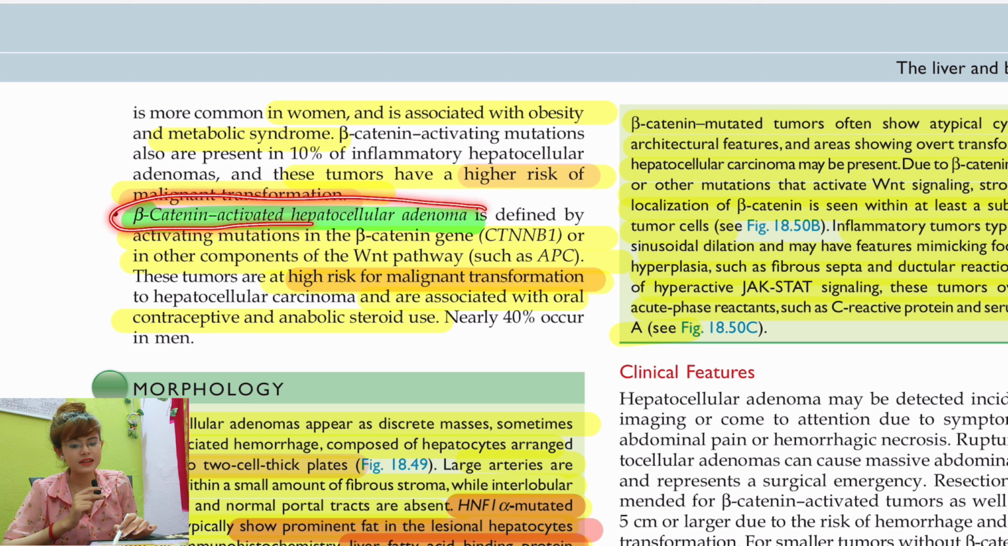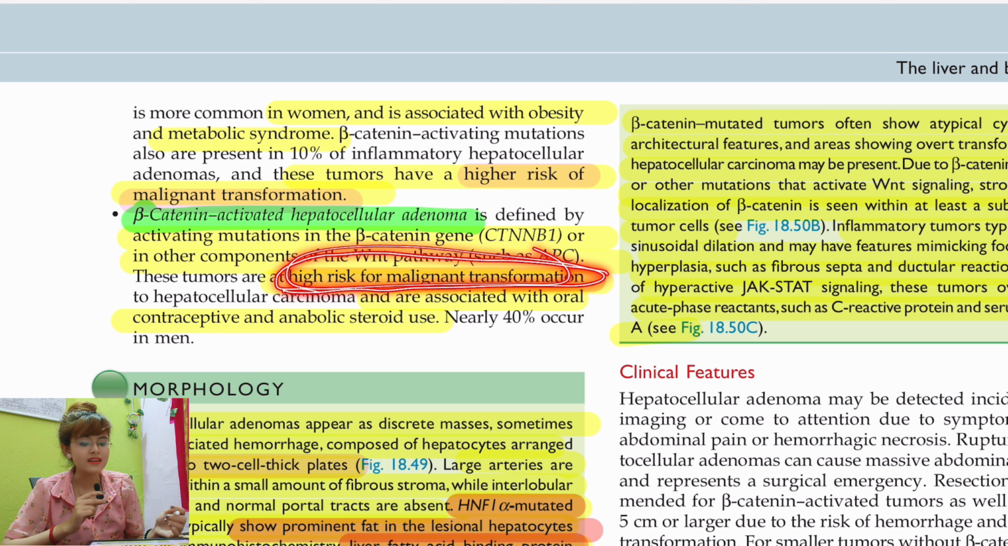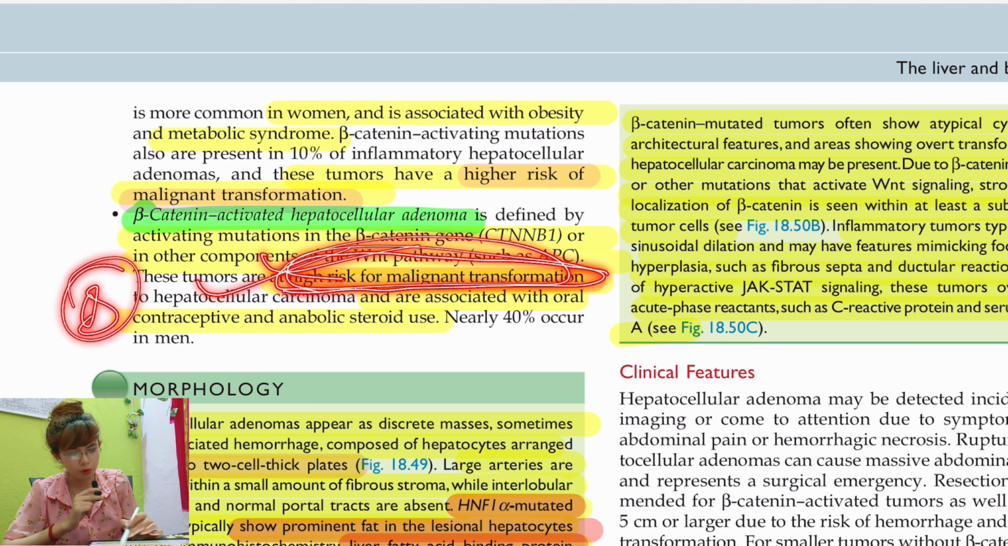Now, beta-catenin activated hepatocellular adenoma, this is the third entity. This is defined by activating mutations in the beta-catenin gene or CTNNB1, or other components of the WNT pathway such as APC. So here these genes are important, and these tumors have a very high risk of getting converted to malignancy. So this is again a very important point.